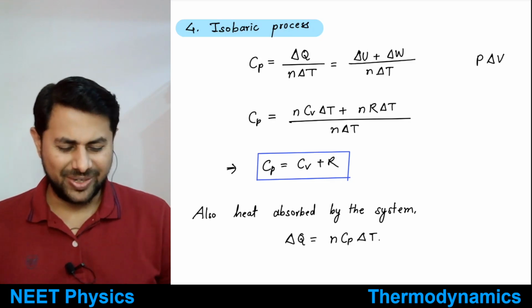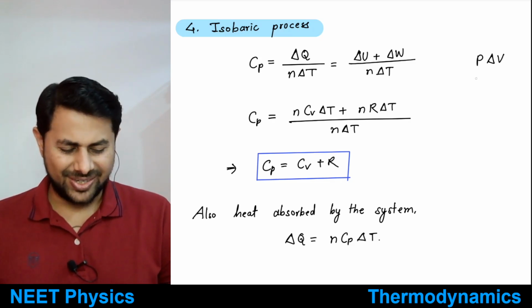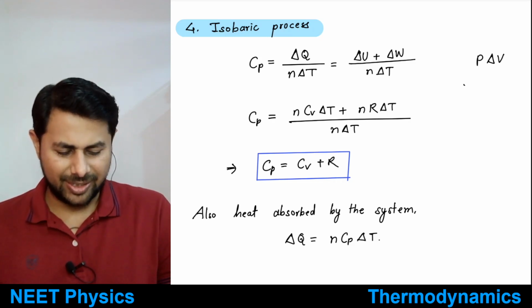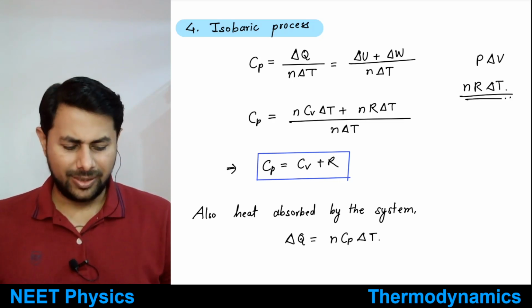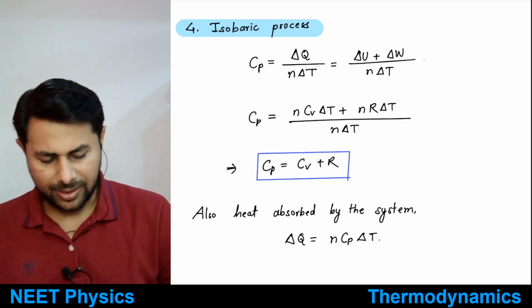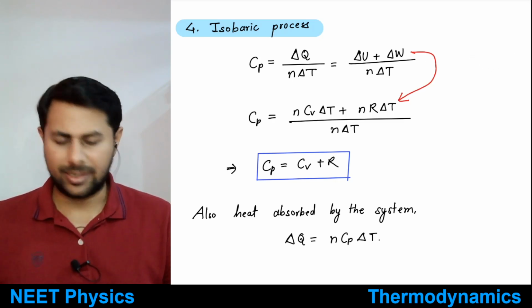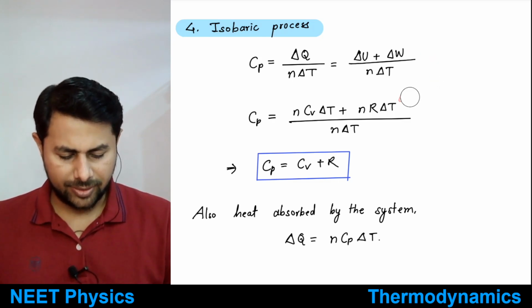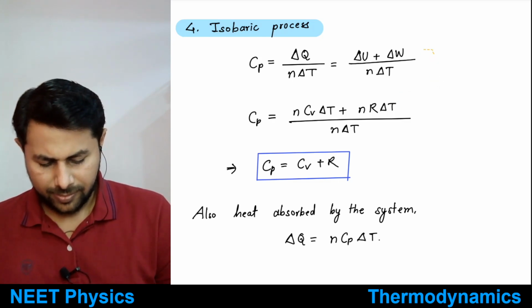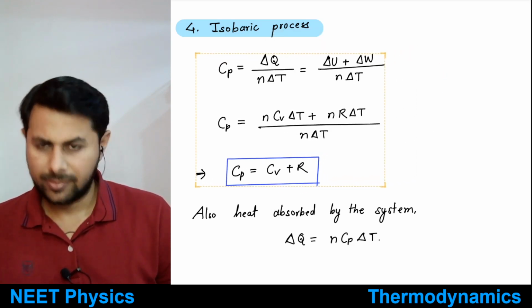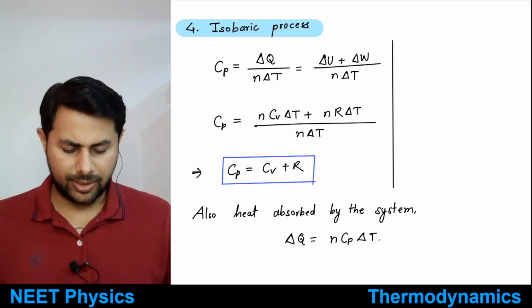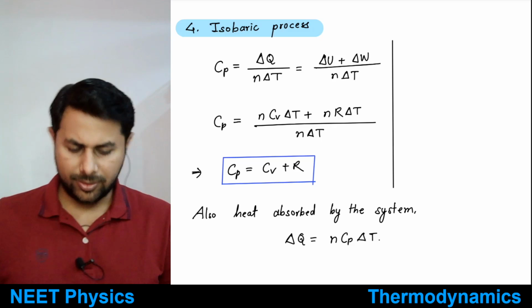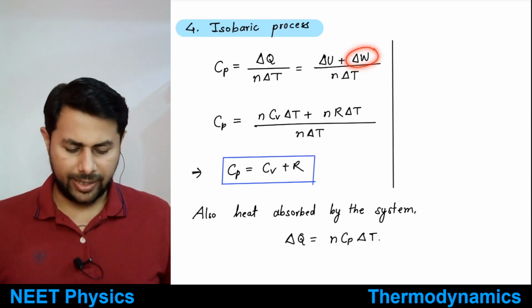Delta W is P delta V, which can be written as, see, PV equals nRT, so this thing can be written as nR delta T. What we have done is, we have written delta W as nR times delta T. This thing is clear? Okay, or do I need to explain it? Okay, that's clear, right? We have seen that earlier too. So delta W is equal to nR delta T.